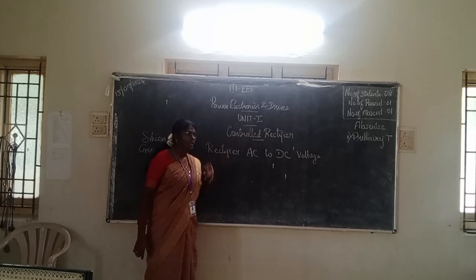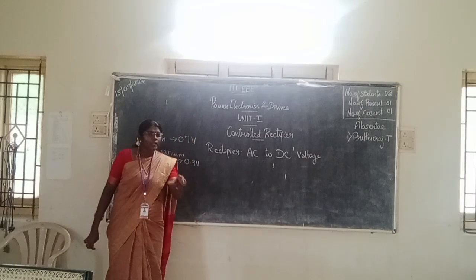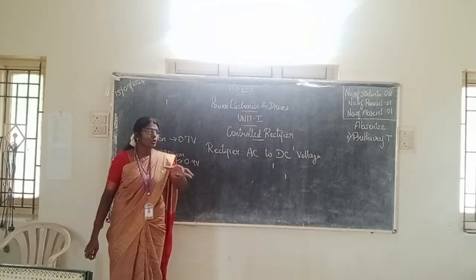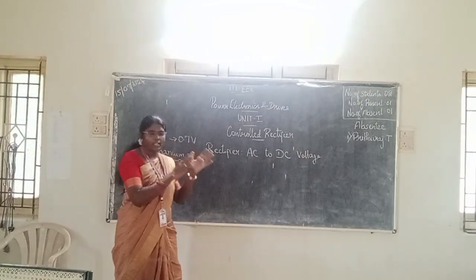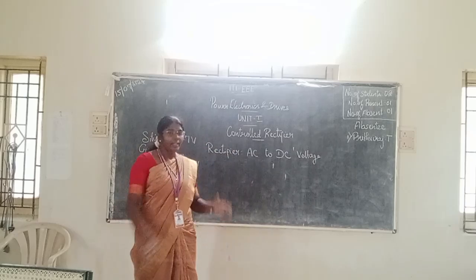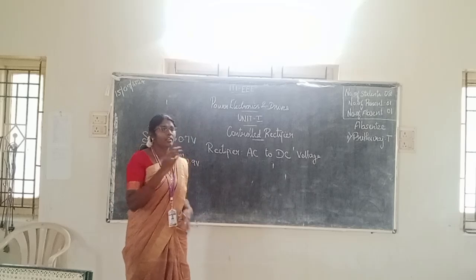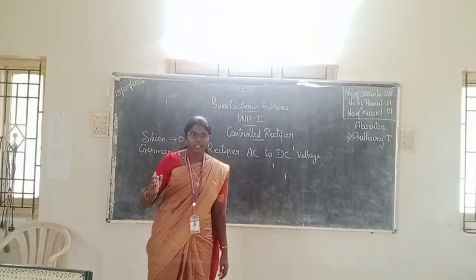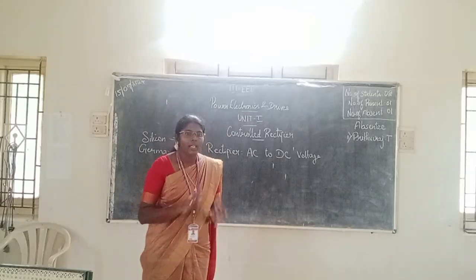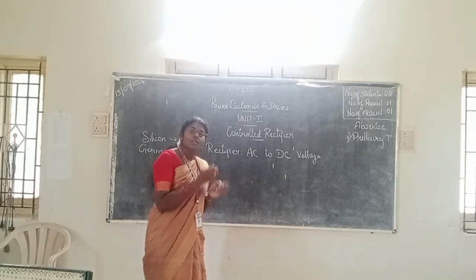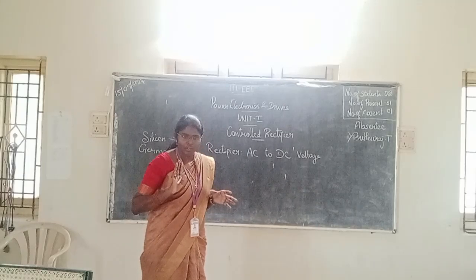Here one more word is controlled rectifier. So what are you going to do? You are going to control it according to your need. If you are converting an AC supply to a DC supply, it is default. Whatever amount of voltage we give as input, it is going to convert as output. If I want to control it, in the conversion circuit I will be adding some more devices, or we can say some more switches, to control it.